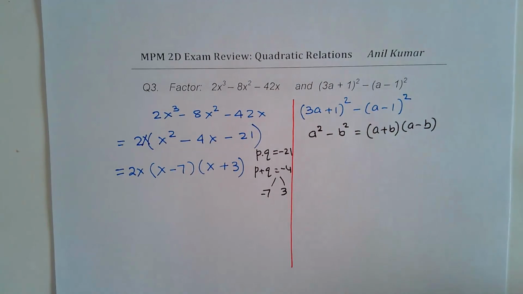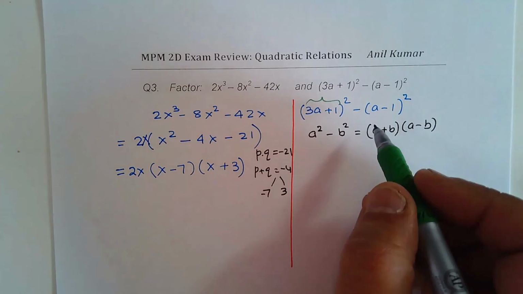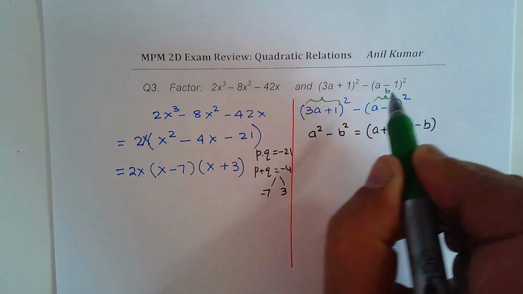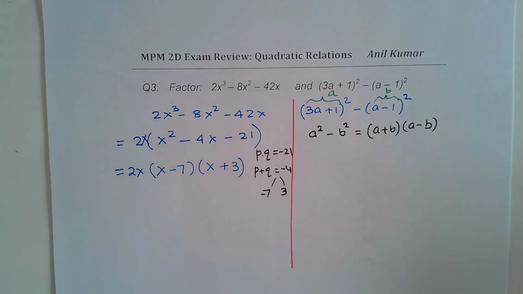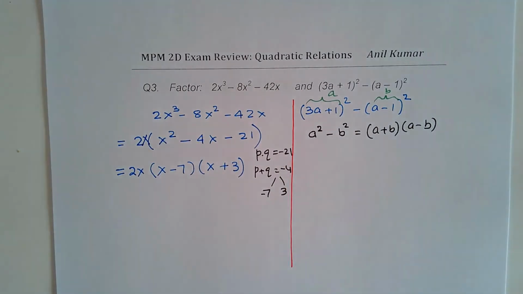So a in this case is what? Well, a in this case is 3a plus 1, right? So this whole thing we will treat as one factor, and this is the other one. Let's call this b and this is a. So what I'm trying to say here is that this could be treated as a difference of squares.